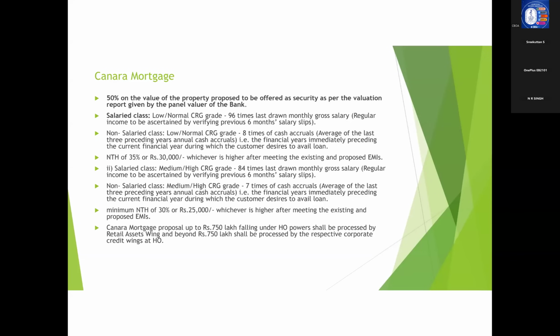How many years of banking with us is required to be considered as existing customer, not new customer? So it is 2 years. If it is for 2 years, it is normally considered as existing customer. Margin for used four-wheeler, that we have already discussed, up to 15 lakhs, it is 40%, and above 15 lakhs, it is 50%.